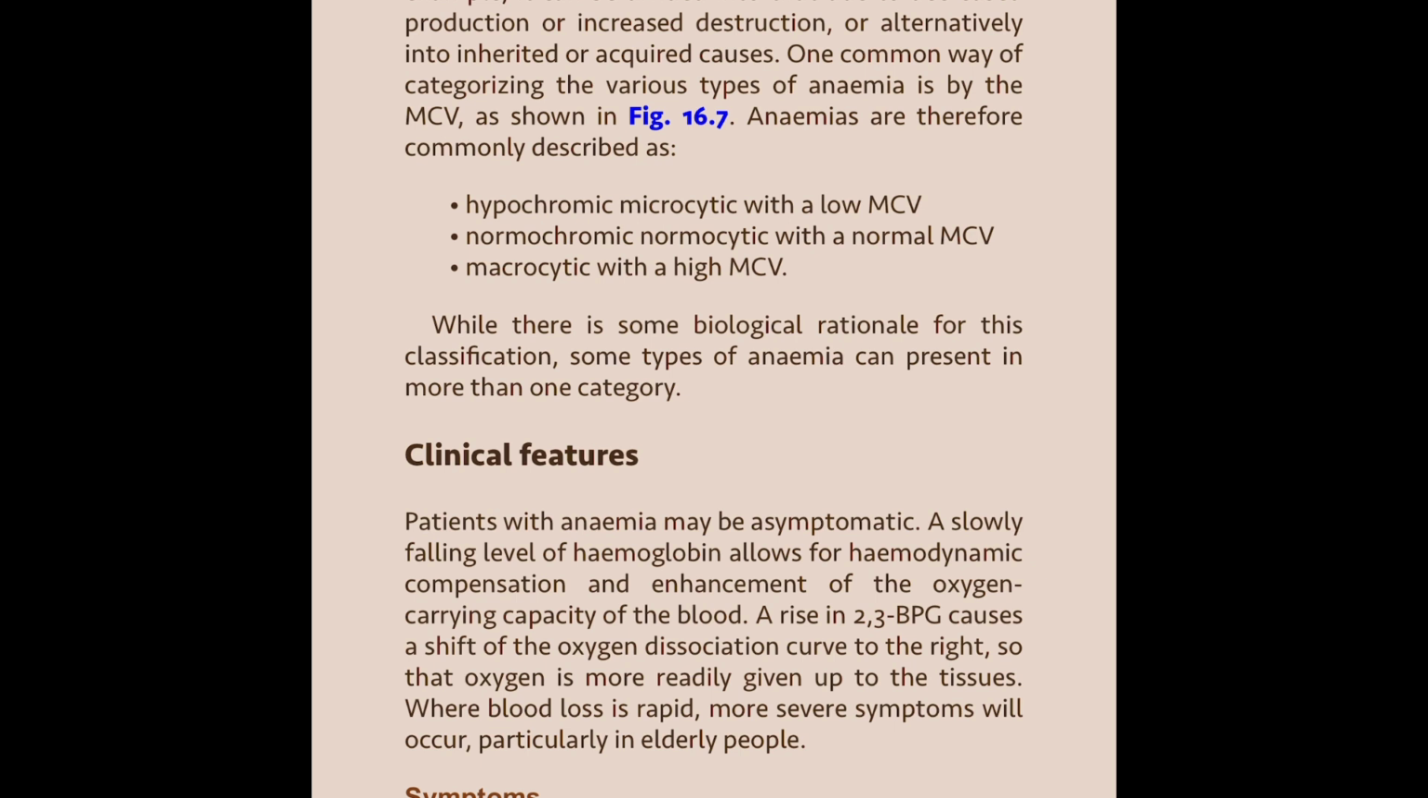Clinical features: patients with anemia may be asymptomatic. A slowly falling level of hemoglobin allows for hemodynamic compensation and enhancement of the oxygen carrying capacity of the blood. A rise in 2,3-BPG causes a shift of the oxygen dissociation curve to the right, so that oxygen is more readily given up to the tissue. Where the blood loss is rapid, more severe symptoms will occur, particularly in elderly people.